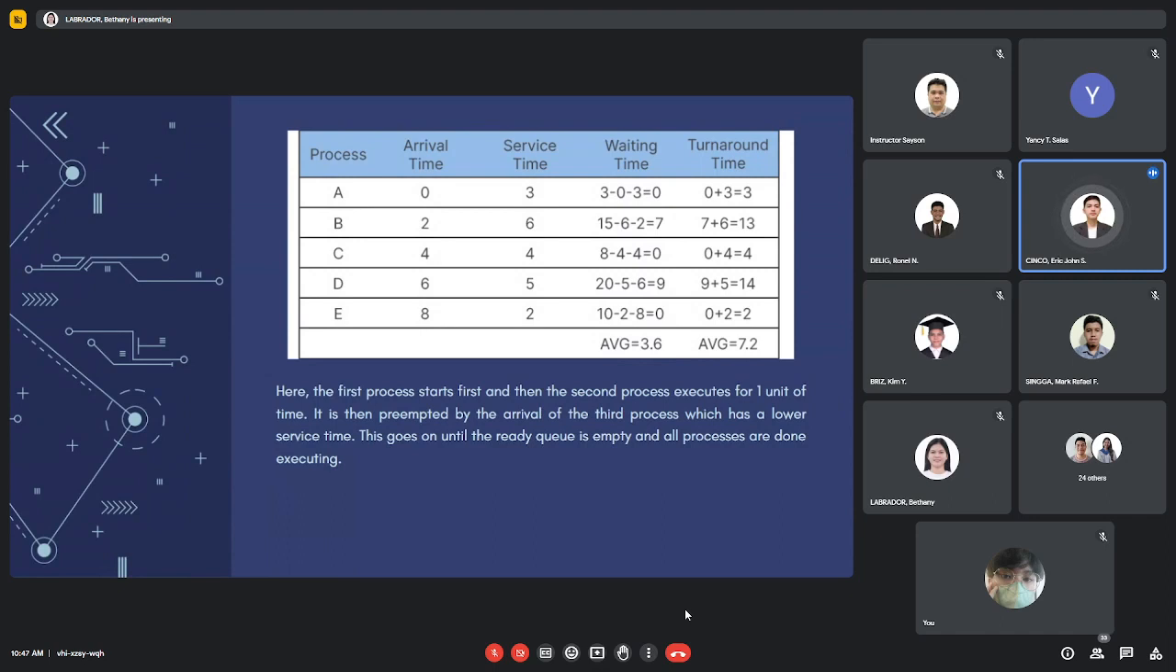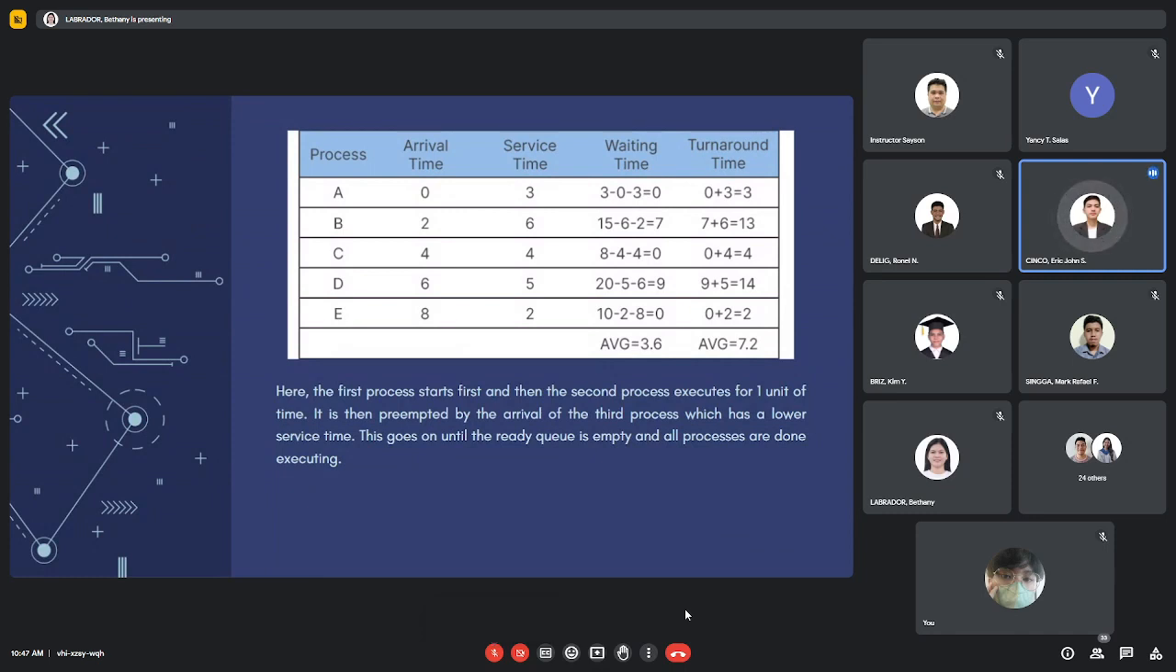So, i-consider nato kung kinsa ang process ang less og ang burst time. So, since ang process A mas less ang service time, so ipadayon nato siya hantod sa 3. Hantod makomplete na siya and i-terminate na nato siya sa process. And so on and so forth sa uban.